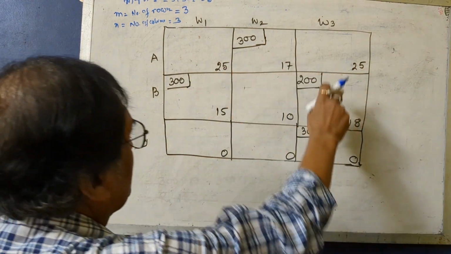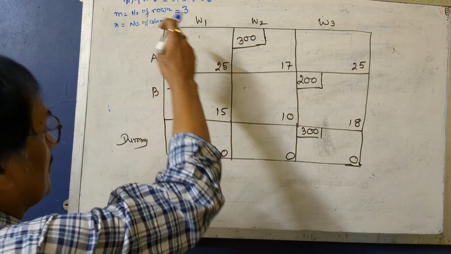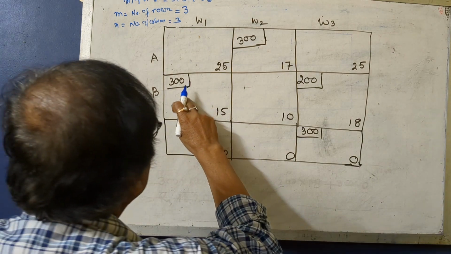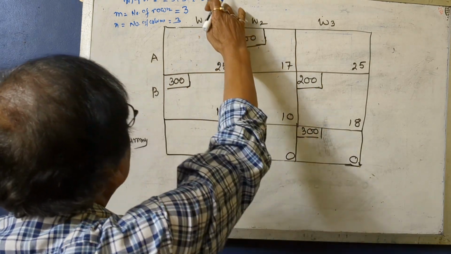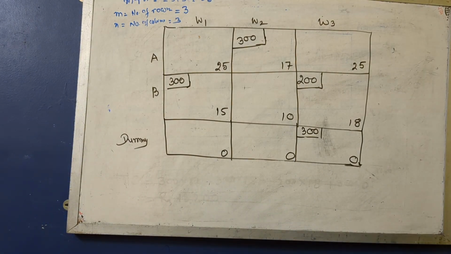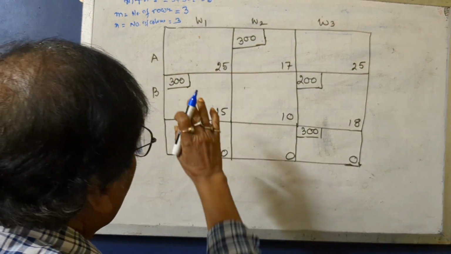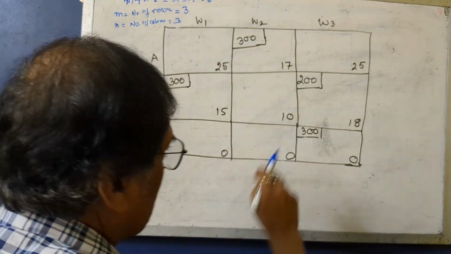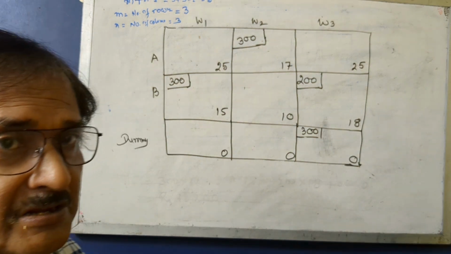If the matrix size is 4 by 4, then the value of n will be 4. But in this case, how many allocations are here? 1, 2, 3, 4. It is less than 5. To proceed with MODI, the number of allocations must be 5, but here it is less than 5. This is a case of degeneracy.